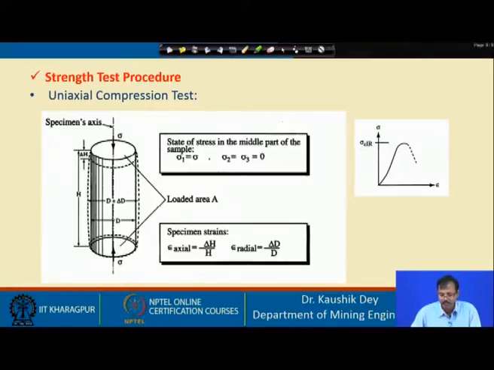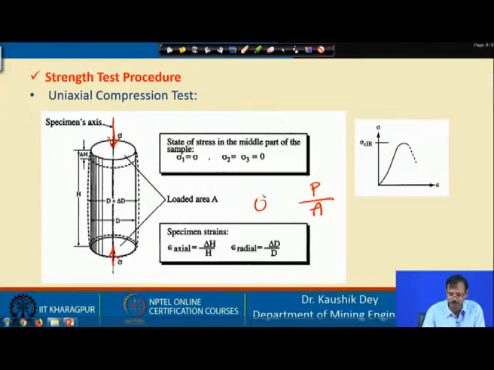So, this is the specimen which is subjected to a compressive load, and the compressive strength can be assessed by using the formula: strength is equal to P by A, where P is the failure load and A is the cross-sectional area of the specimen. In this case the loading is given uniaxially; the loading in the other two directions is not present.